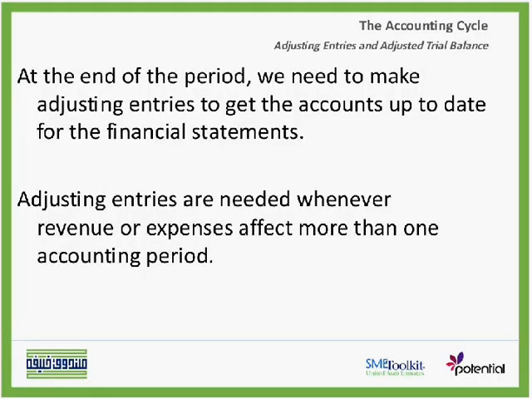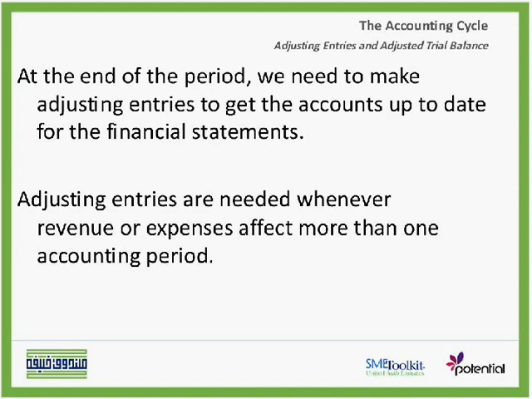At the end of each period, we need to make adjusting entries to get the accounts up to date for the financial statement. When we talk about adjusting entries, we are talking about revenues and expenses that affect more than one accounting period. If your accounting period is for 3 months and you have a revenue that goes for 6 months, you have to do some adjustment at the end of the 3 months.